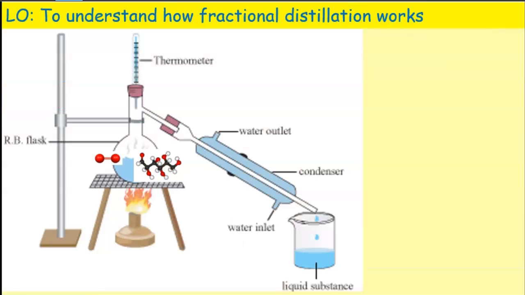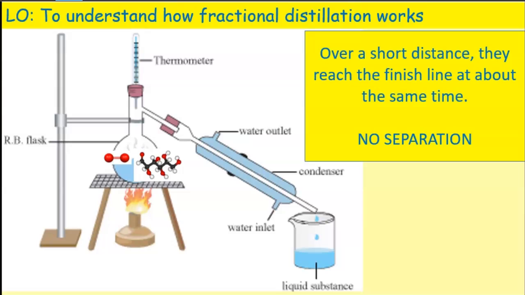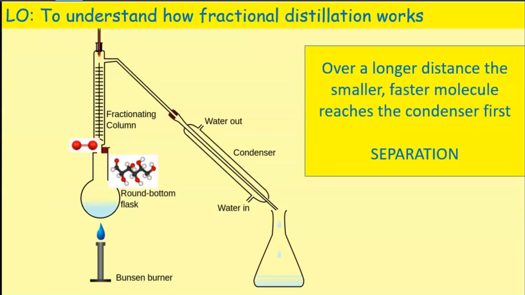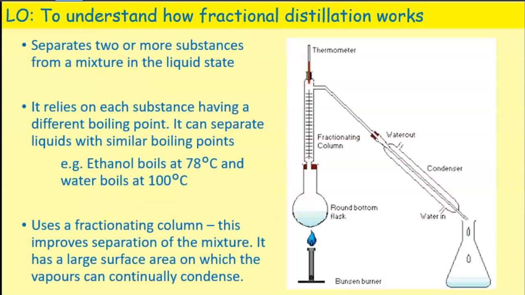So just relating that to our equipment now, this is our simple distillation equipment. Okay, they will both kind of boil and reach the condenser at the same time, so we wouldn't get any separation. All they would do is both of them would go through the condenser, condense back to a liquid, and we would have just moved them from the flask to the beaker. If we now use our fractionating column, you can see that one of those substances would reach the condenser before the other one. So we will get a clear separation.